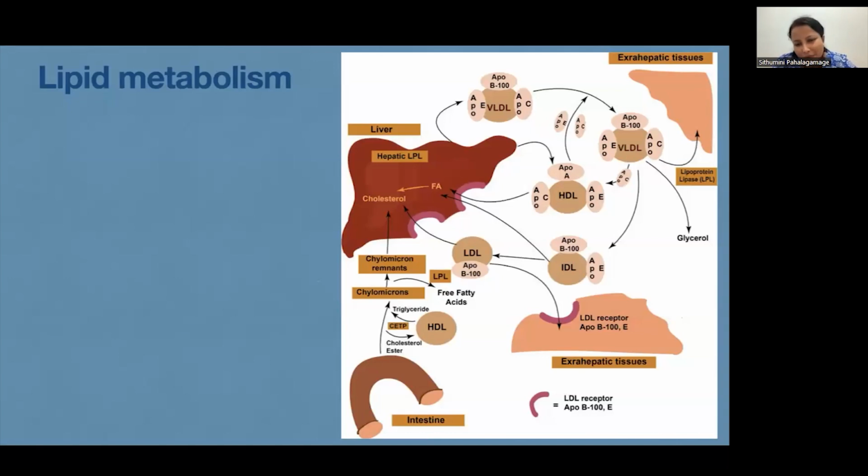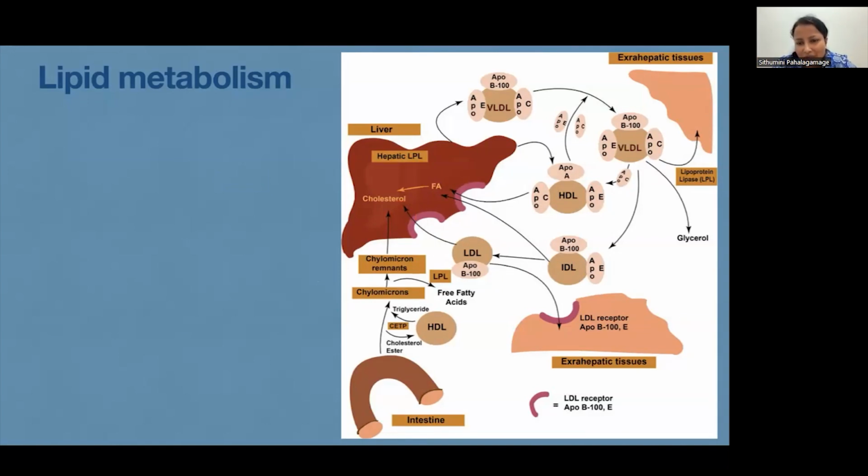Low density lipoprotein molecule is taken up by other tissues like muscle and the rest of the body, endocrine organs, and it's used to produce your hormones, steroids, and all the other things. So it's very important to understand this. And then this LDL molecule is taken up by the liver again.